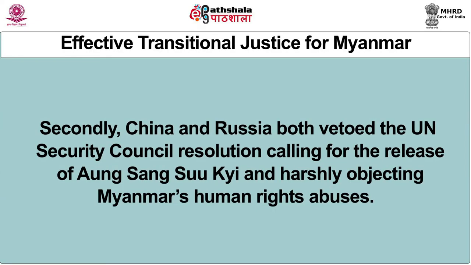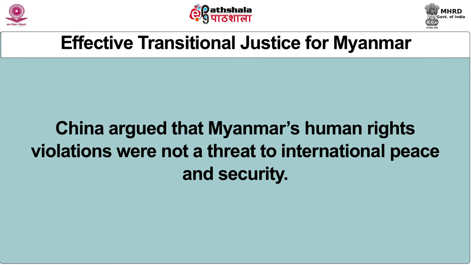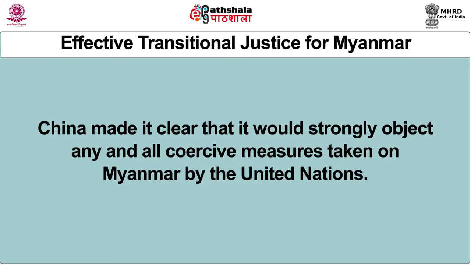Myanmar. Secondly, both China and Russia, as permanent members of the Security Council, vetoed the United Nations Security Council resolution calling for the immediate release of Aung San Suu Kyi and harshly objecting to Myanmar's human rights abuses. The Chinese state's argument was that Myanmar's human rights violations were not a threat to international peace and security, and in fact, the creation of a conflict in Myanmar was an violation of the rule of territorial sovereignty under the Charter. China had made it amply clear that it would strongly object to any coercive measures taken by the United Nations to enforce a civilian army on Myanmar and to breach the rule of territorial integrity.